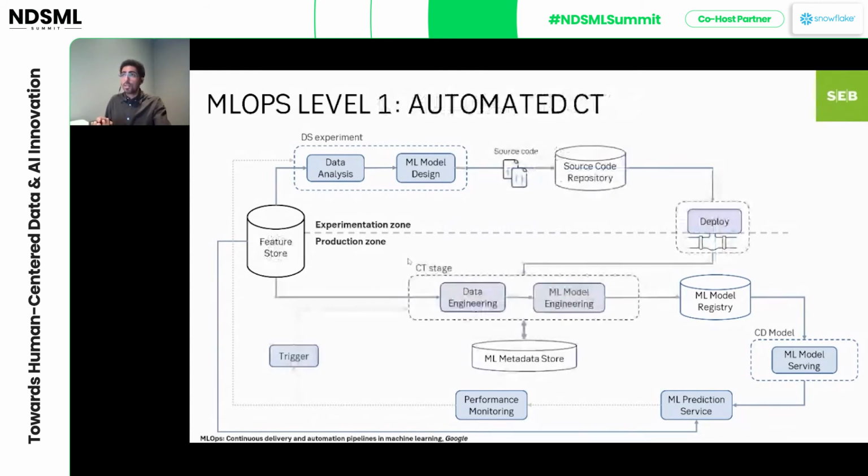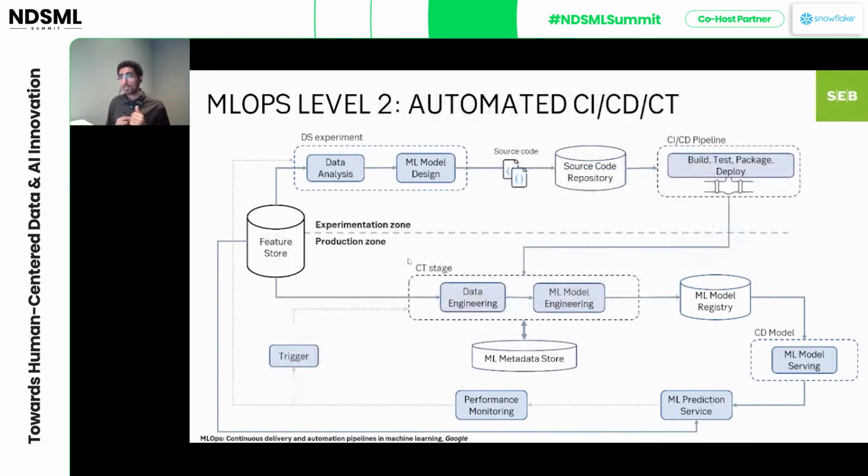Level 1 and level 2 are very similar to each other, so I skip level 1. In level 2, the main difference in the experimentation zone is that your data scientists train a model, but they don't send the model to production. They actually send the source code which generates this model into production. This source code goes to a source code repository, and after some CI/CD pipeline, it will be deployed in a continuous training, or CT, stage.